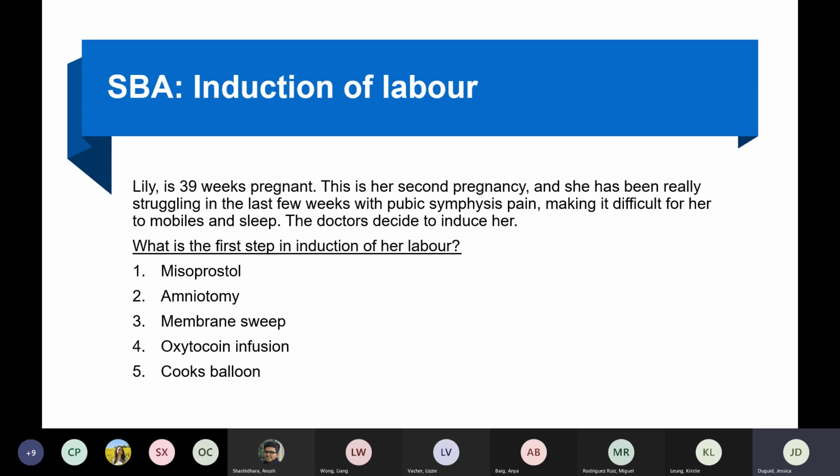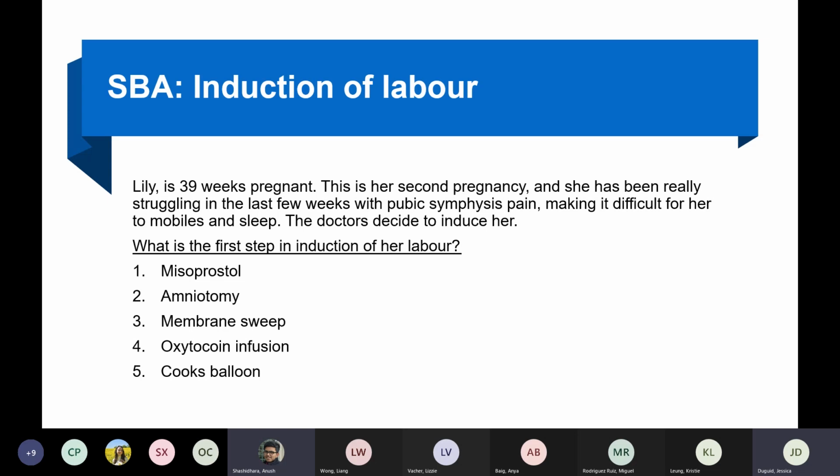Pubic symphysis pain is a real thing that women experience, especially when they're heavily pregnant. I didn't know it existed, but you can get special bands for it that women wear round their waist that go under their bellies to help lift their pregnancy belly up, to make it less painful and that kind of thing.